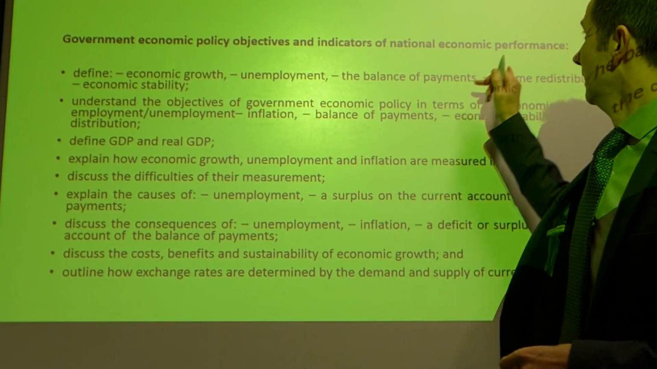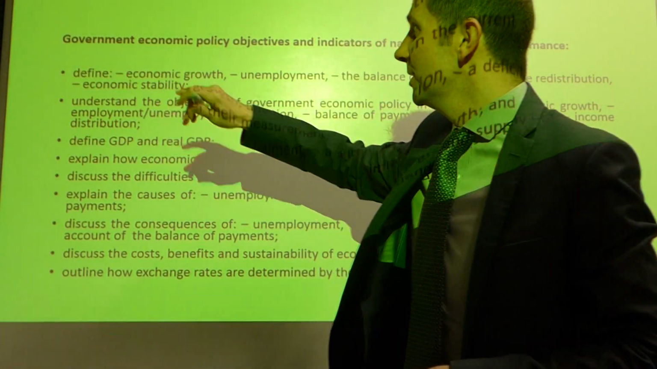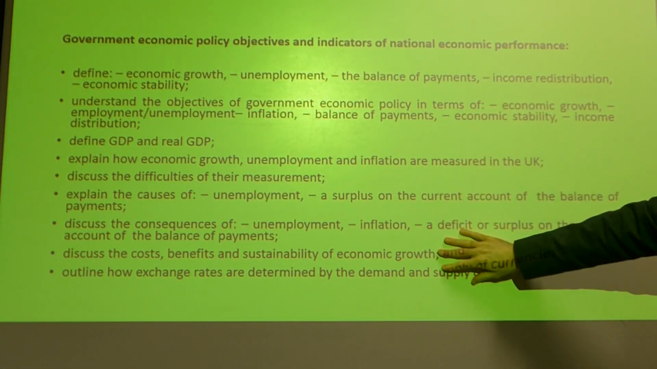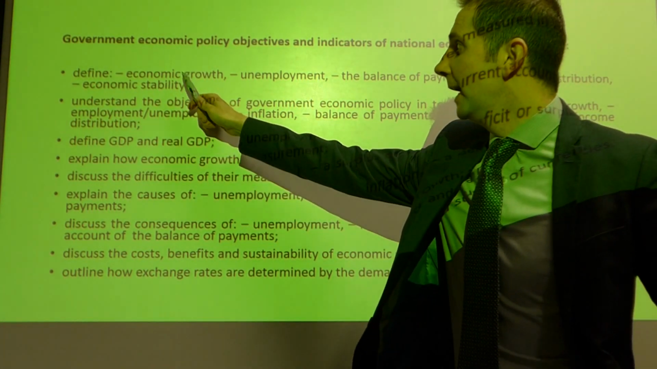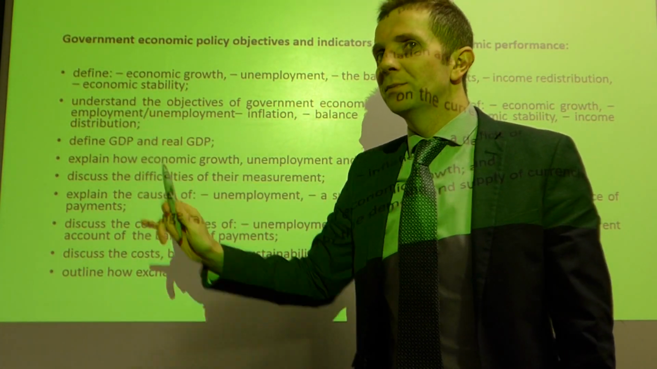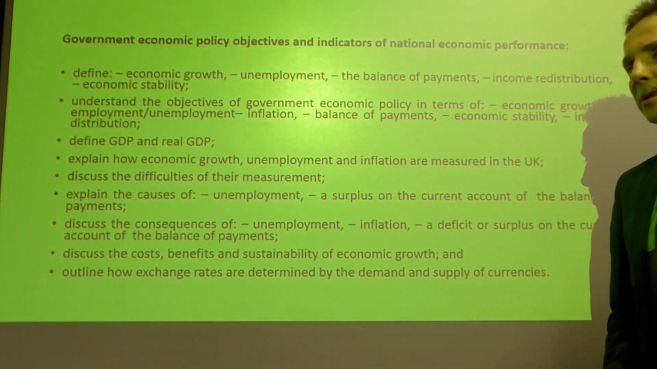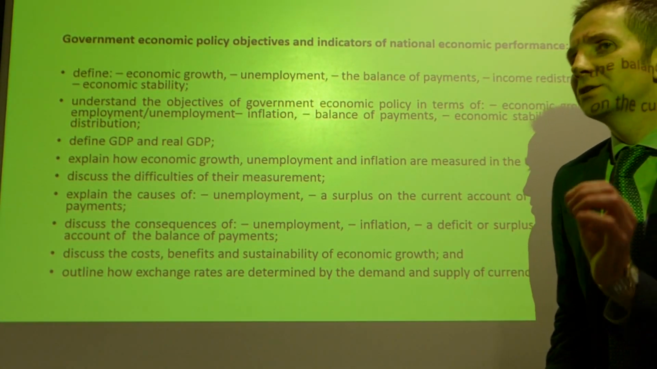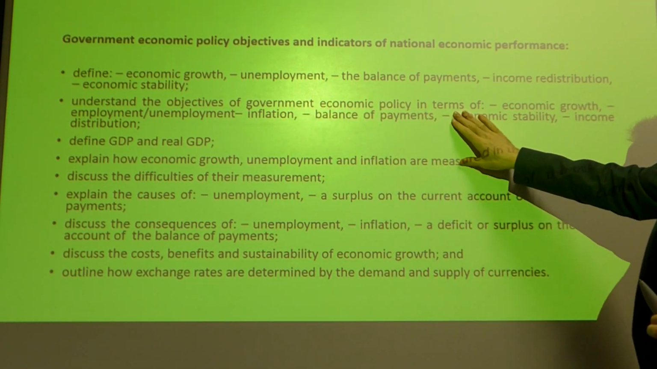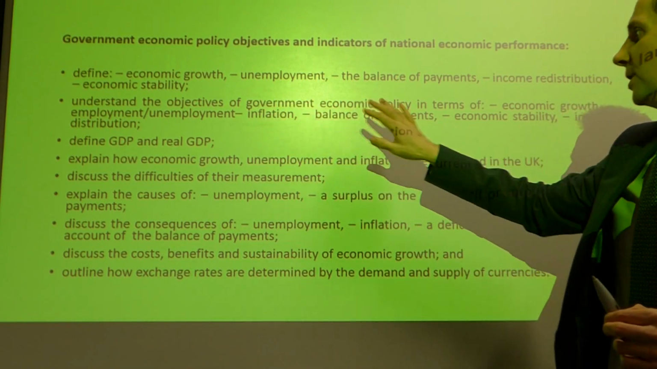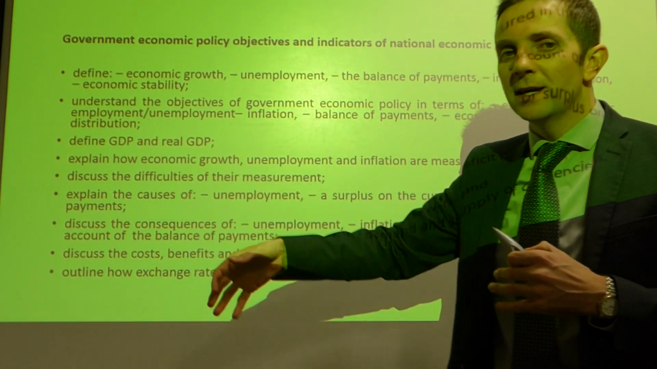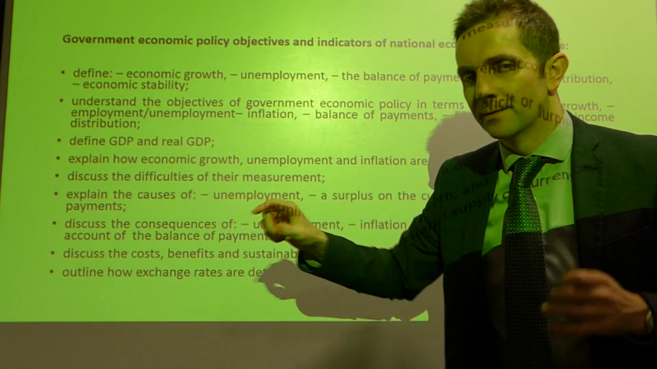Next one. So the second area of the spec, government economic policy objectives and indicators of national economic performance, focus on these areas. So be able to define economic growth, unemployment, the balance of payments, income redistribution, economic stability. I remember economic stability being on the paper about 5 or 6 years ago, and the definitions of it were dreadful, so look at that one. Understand the objectives of government policy in terms of growth, employment, inflation, balance of payments, stability, distribution. Be able to define GDP and real GDP and know what this term real means. Make sure that you know.